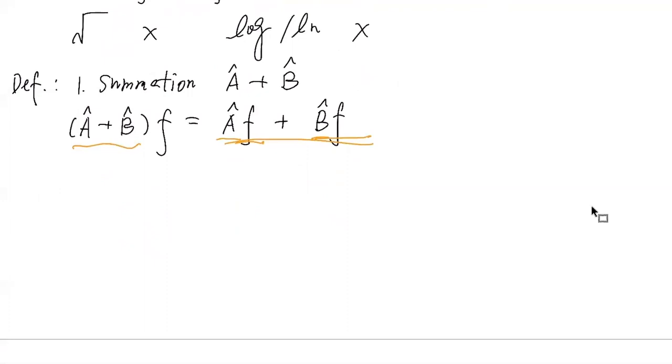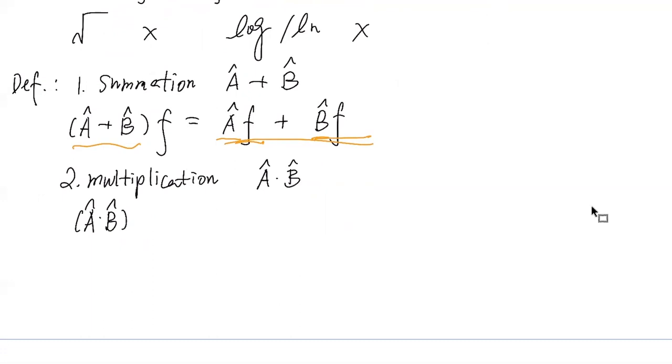This is pretty straightforward. You can define multiplication. A times B means you first apply operator B on F, then you will get a new function. And then you apply operator A on this new function. This is the definition of the multiplication.